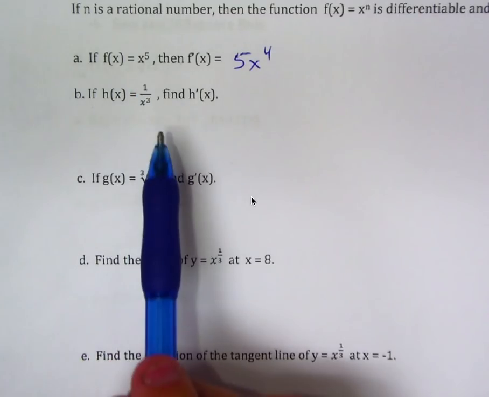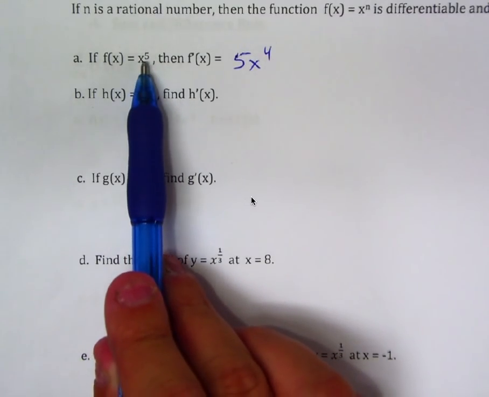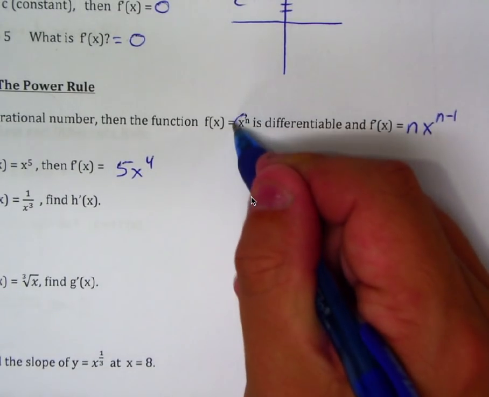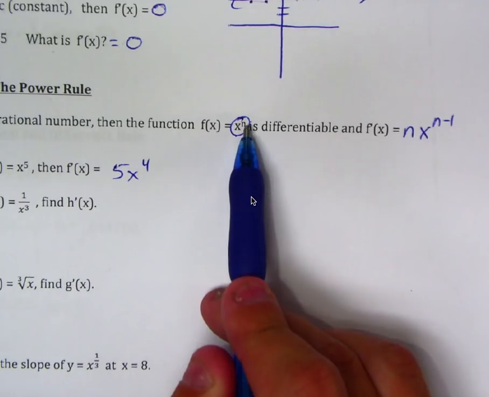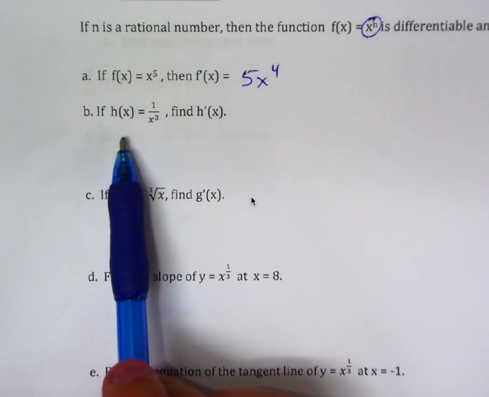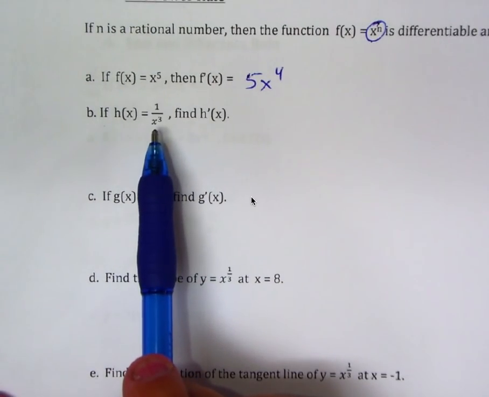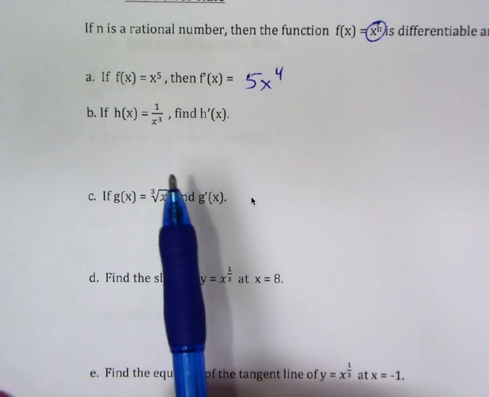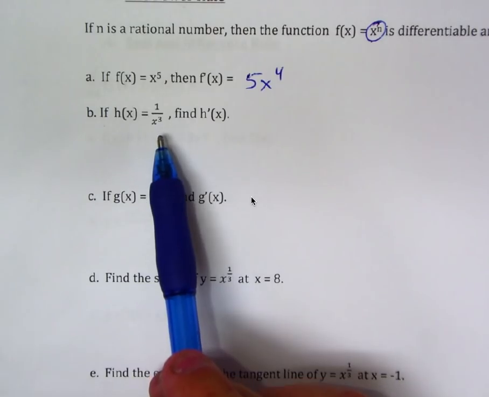Now, they're not always just going to be set up in this way that you can just move the exponent out in front and subtract it by 1. There is sometimes going to be a manipulation that you have to do before you can use the power rule. You have to manipulate it to get it into this form right here, x to some power, okay? So if h of x equals 1 over x cubed, this is not in that form. I can't just move the 3 out in front and reduce it. We have to get this in terms of x to some power.